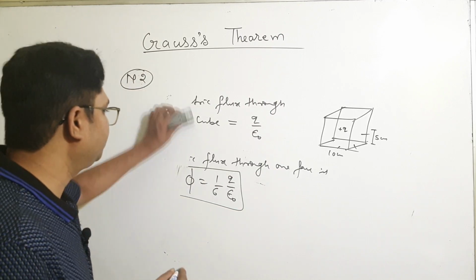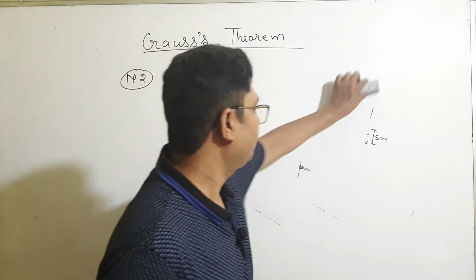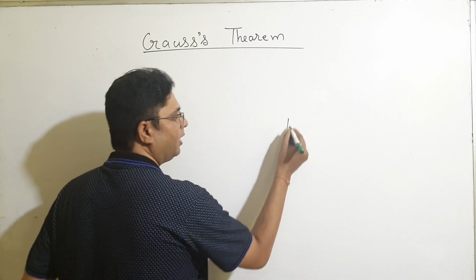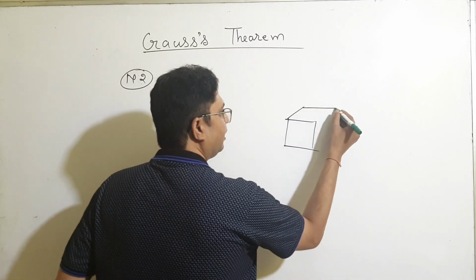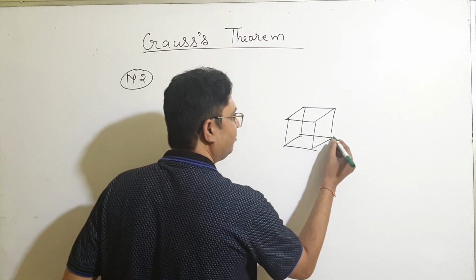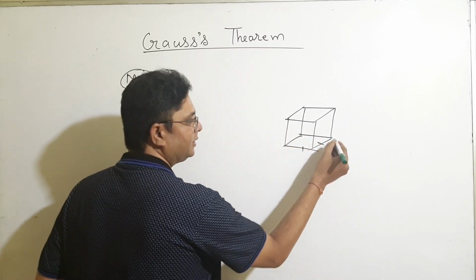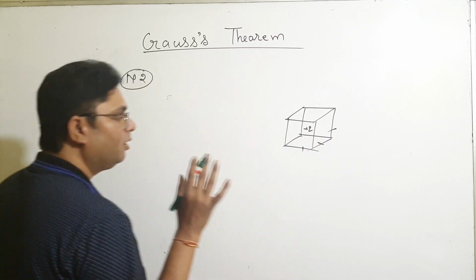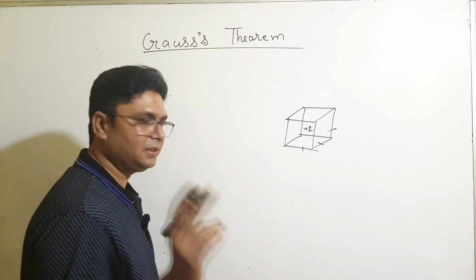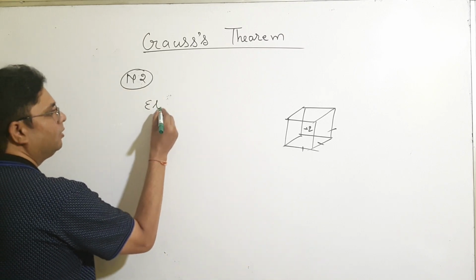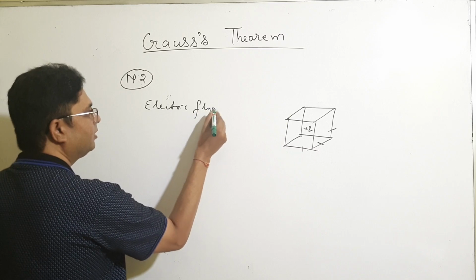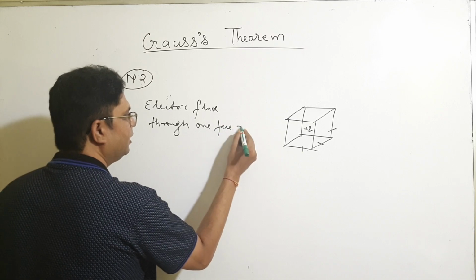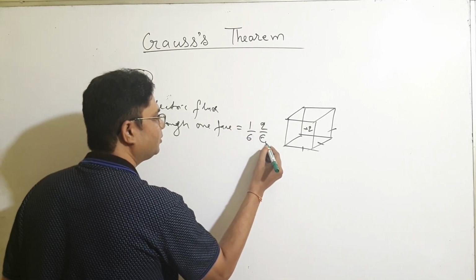Now let us have the next question. Suppose again you are taking a cube. Here we have a cube, same question, we have a Q here. So these sides are the same. Here we are placing plus Q charge. Then what will be the electric flux through one face? So you can write directly, electric flux through one face is equal to 1 by 6 Q upon epsilon naught.